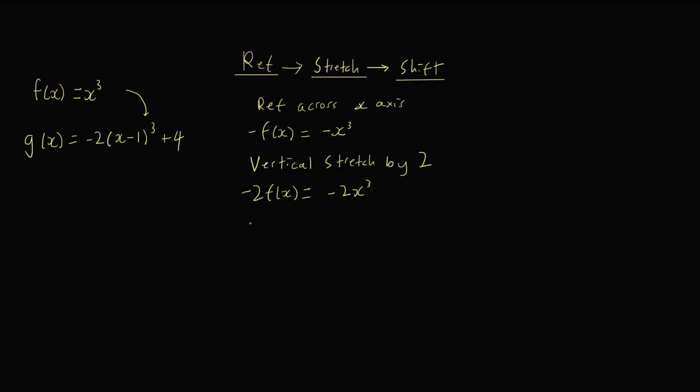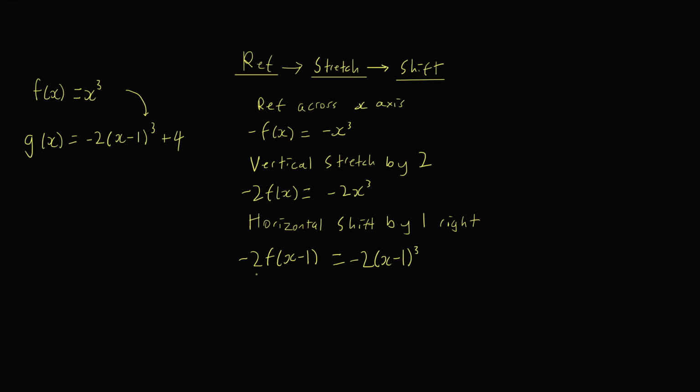Then let's do shift. So there's a horizontal shift first. Horizontal shift by, well, this is negative 1, so that would be 1 to the right. So that's negative 2f of x minus 1. That would be negative 2 times (x minus 1) cubed.